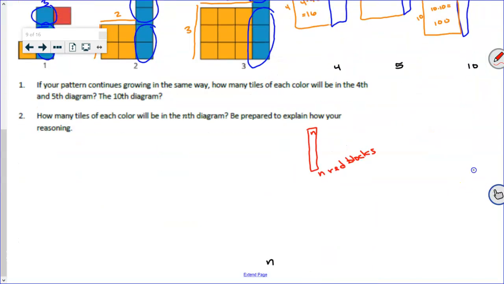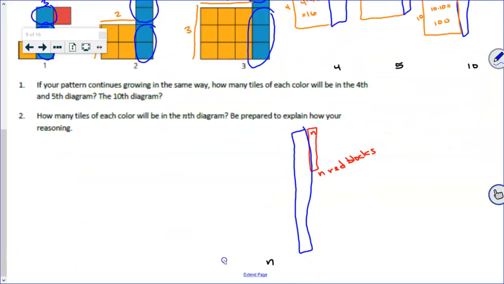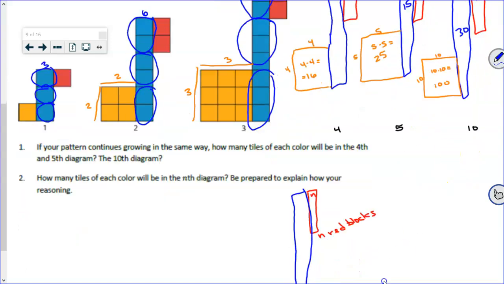What's our stage number now? So how many blue blocks are there going to be? N? Are you sure? Let's try that again. In figure 3, were there 3 blue blocks? No. In figure 4, were there 4 blue blocks? No. So we can't say that figure 4 has 4 and figure N has N, because that's not the case. Figure 4 had 12. Figure 5 had 15. Figure 10 had 30.